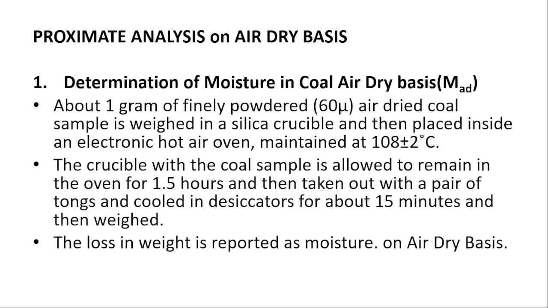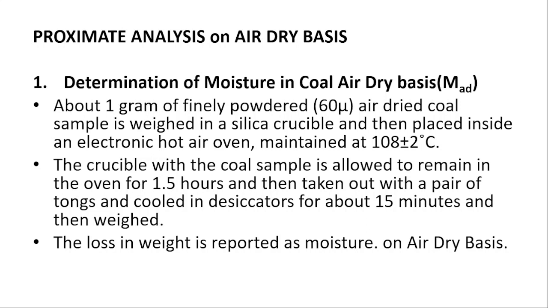So about 1 gram of finely powdered, air dried coal, meaning coal passing through 60 microns, is weighed in a silica crucible and then placed inside an electronic hot air oven maintained at 108 plus minus 2 degrees centigrade. The crucible with the coal sample is allowed to remain in the oven for 1.5 hours and then taken out with a pair of tongs and cooled in a desiccator for about 15 minutes, and then weighed again.